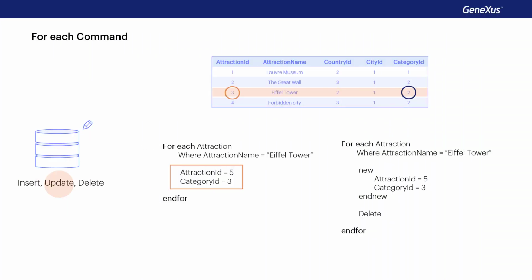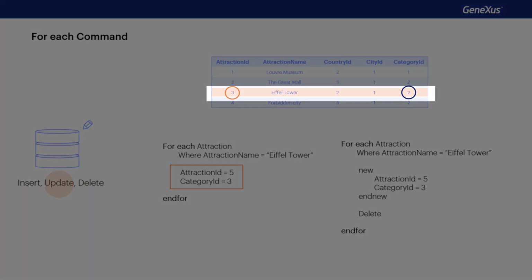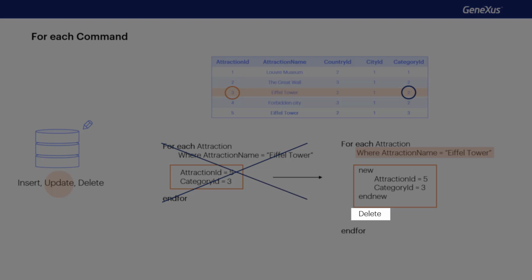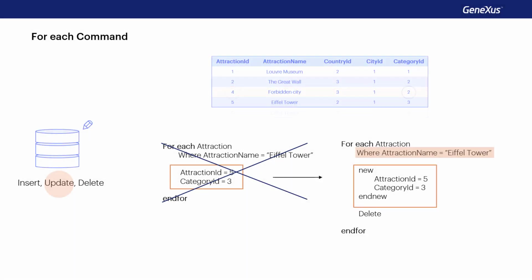In the video on updating with for each in a procedure, we saw a case in which we needed to modify the value of the primary key of a record, for which we had to create a new one with the new key value and delete the old one. And we did this by selecting the record in question, creating a new one with new, and immediately executing the delete command to delete the record of the for each in which we were positioned.